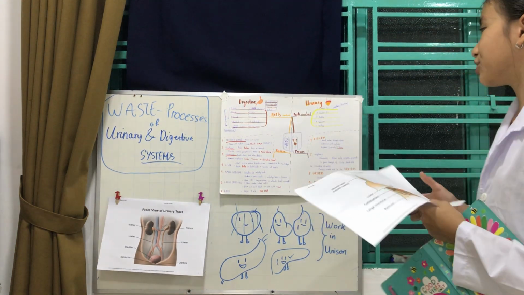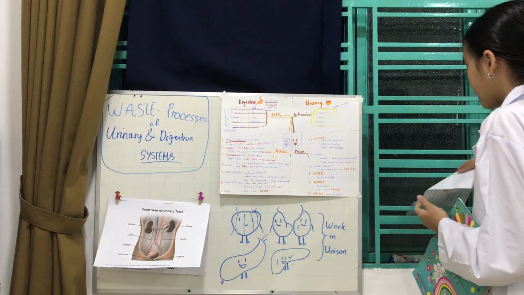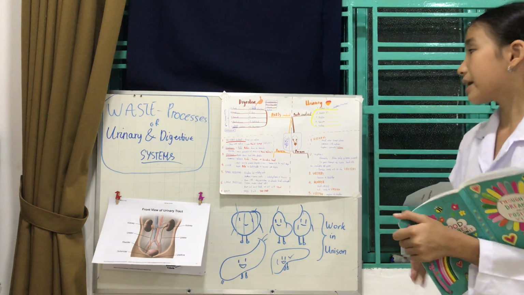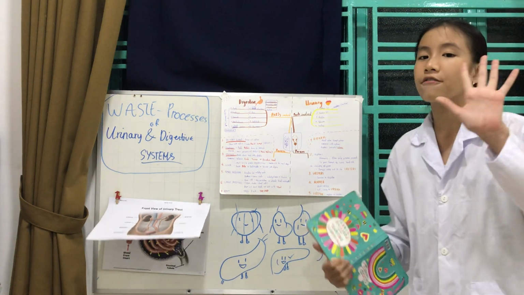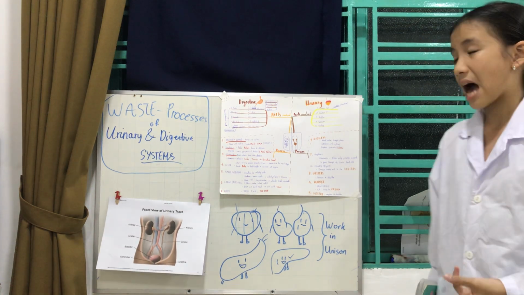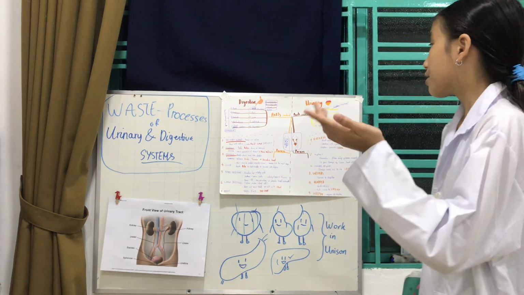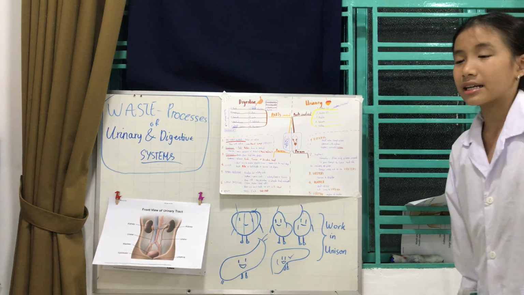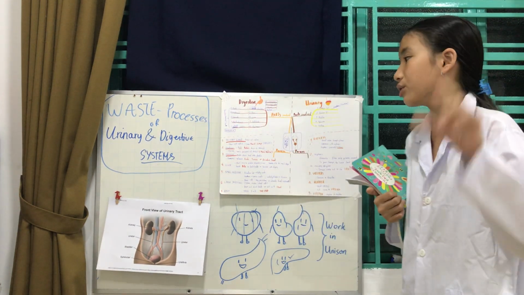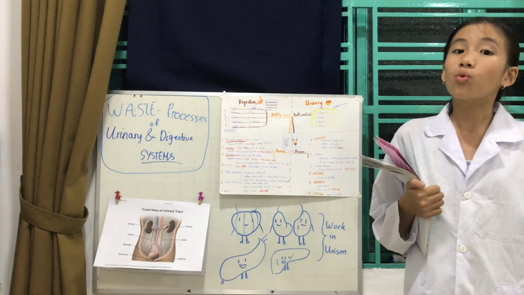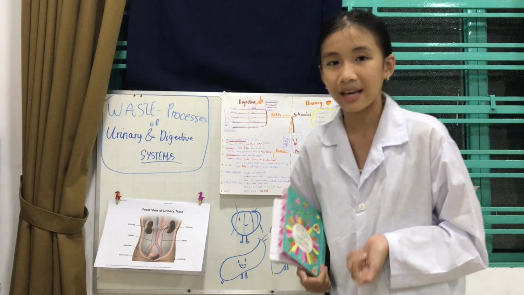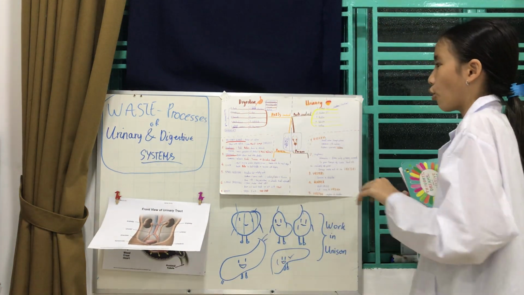Now let's move on to the second part, the second system, the urinary system. Well, the urinary system involves 5 main parts. The first part is the kidneys, the ureters, the bladder, the sphincter, and the urethra. Now, the kidneys are the main organs in the urinary system. What do they do? Well, they have 2 purposes: to filter the blood and then create urine. So it is very important.